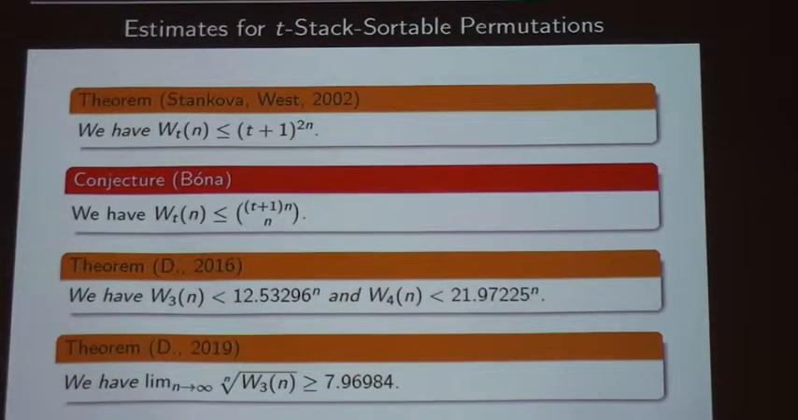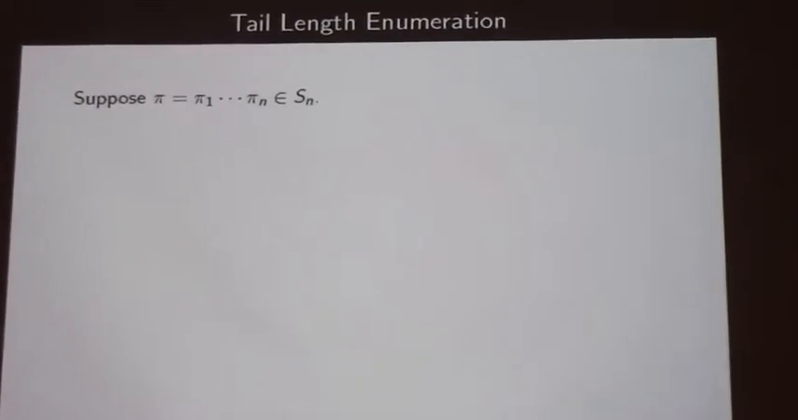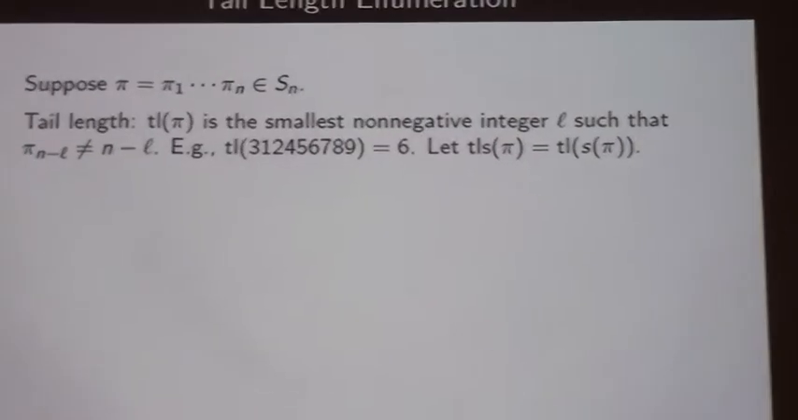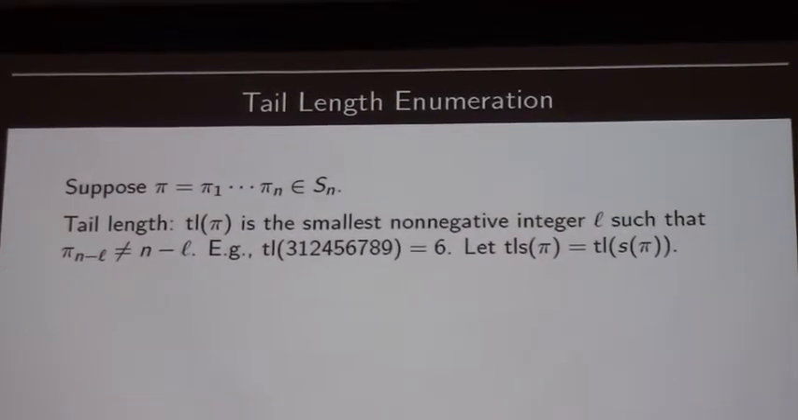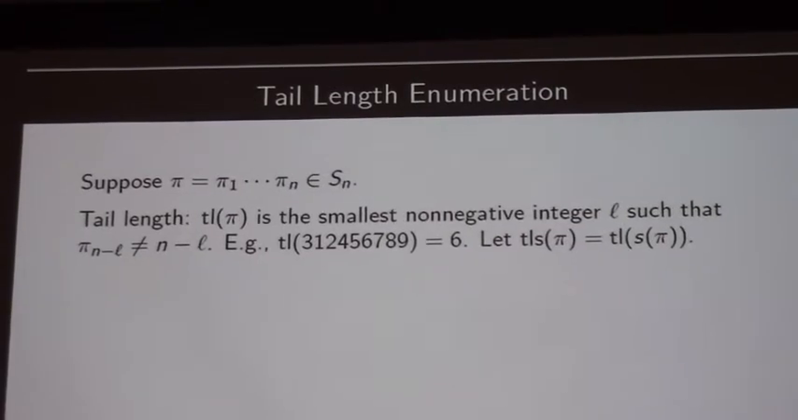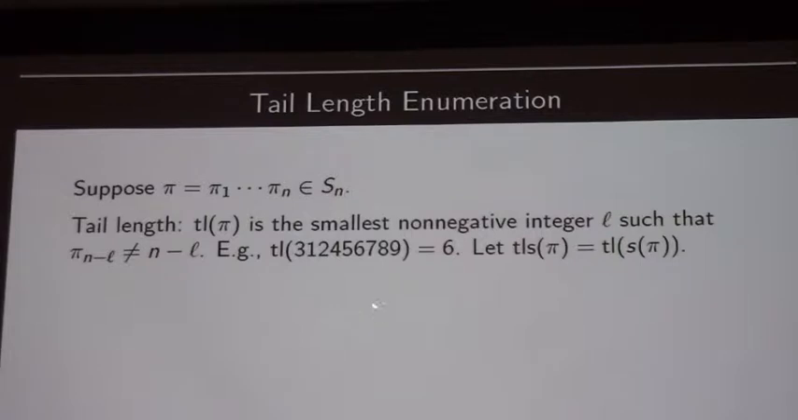Okay, I want to say a little bit about this lower bound. So I'm going to take a permutation pi of length n. I'll write it as pi 1 through pi n. I'm going to define the tail length of pi to be the smallest non-negative integer L such that the (n minus L)th entry of the permutation is not n minus L. An easy way to see what I mean by this is to look at this example, 3, 1, 2, 4, 5, 6, 7, 8, 9. This ends in a tail, 4, 5, 6, 7, 8, 9, where everything's in the correct position. That has length 6, so the tail length of this is 6.